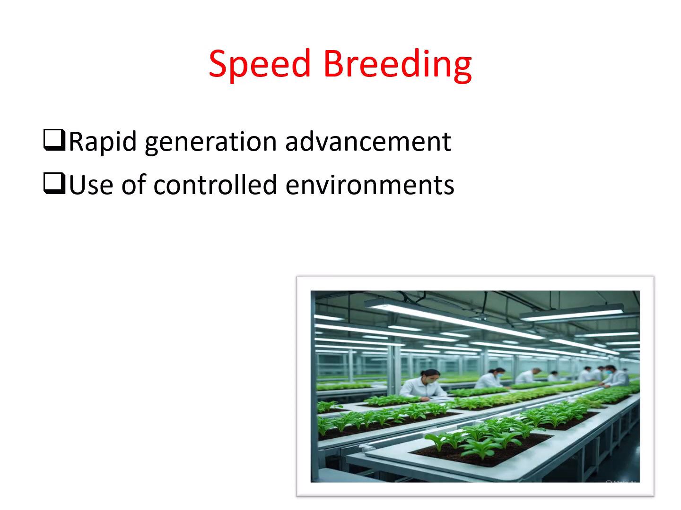Rapid generation advancement uses controlled environments to shorten crop growth cycles. By manipulating light, temperature, and other conditions, multiple generations can be grown in a year. This speeds up breeding programs and accelerates the development of improved crop varieties.